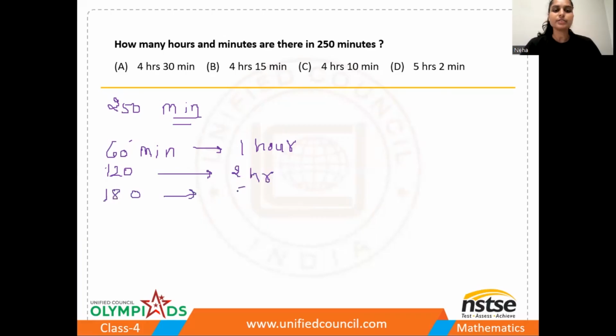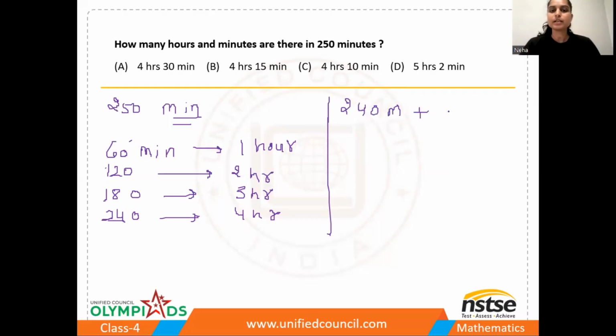180 minutes in 3 hours, 240 minutes in 4 hours, right? Just add 60 each time. So yes, we can say that 250 minutes I can break into two parts, which is 240 minutes plus 10 minutes, right? So 240 minutes is nothing but 4 hours, right? And this is 10 minutes. So I can say that this is 4 hours and 10 minutes. Yes, option C is the right answer.